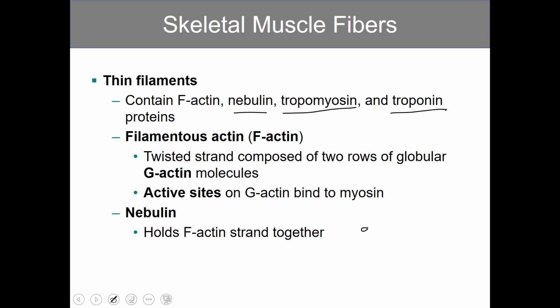So basically the G-actins are all linked together, sort of like beads on a string. And if you get two rows of these G-actins, G for globular actin, and you twist it, you get your filamentous actin or your F-actin. Nebulin is a protein that holds the F-actin strands together.